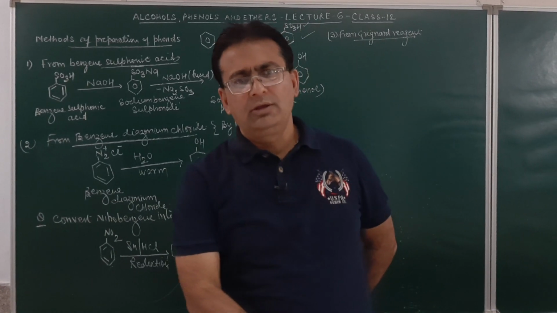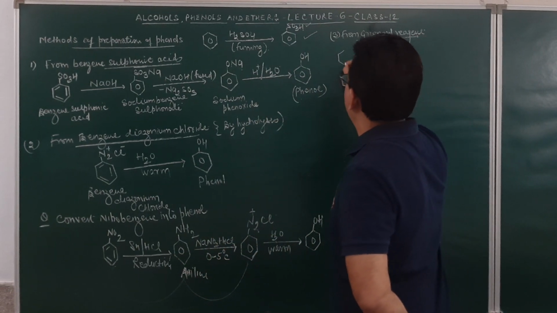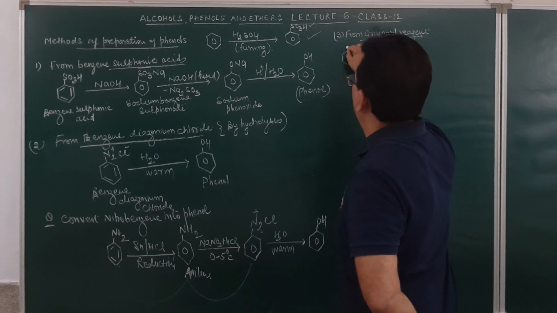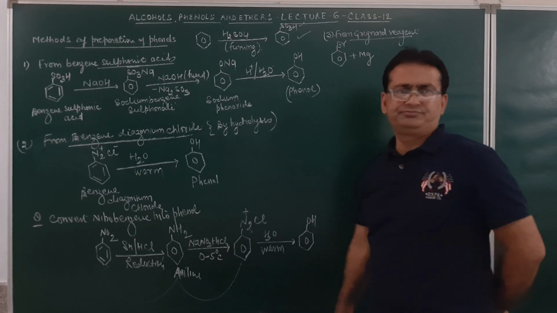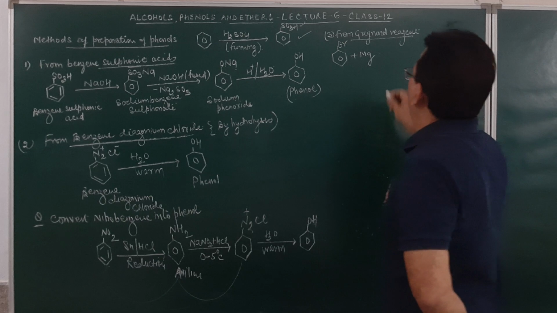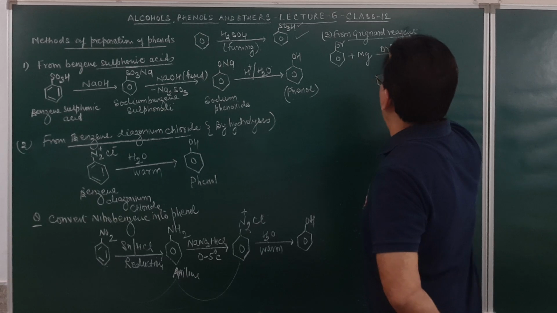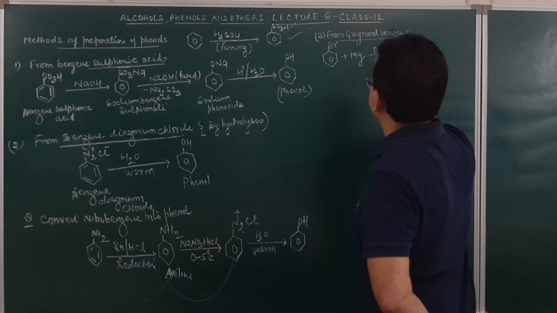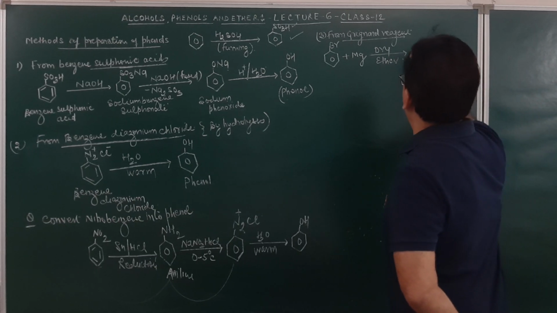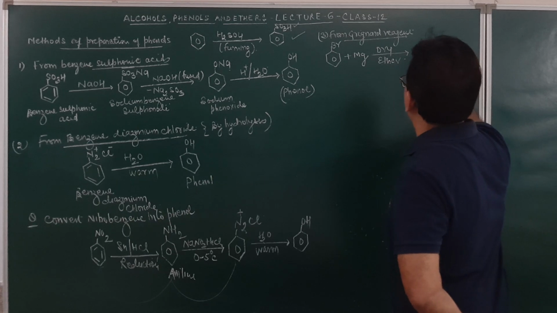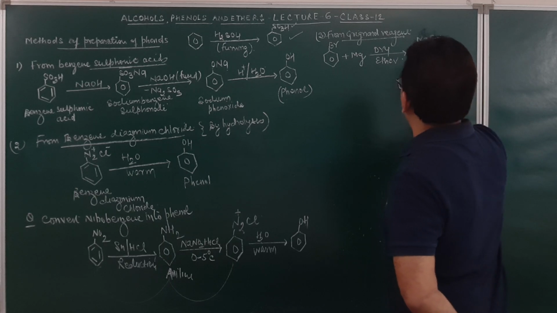Grignard reagent. Just see how we prepare this one. If you take bromobenzene, how do we prepare the Grignard reagent? Bromobenzene, when made to react with magnesium in the presence of dry ether, will result in the formation of phenyl magnesium bromide. The product obtained will be phenyl magnesium bromide.